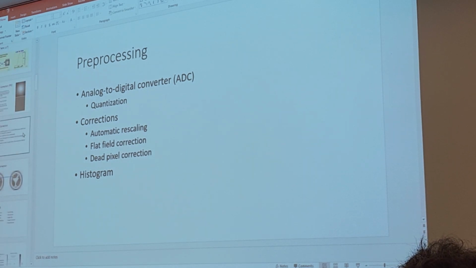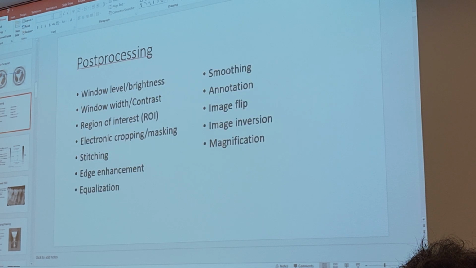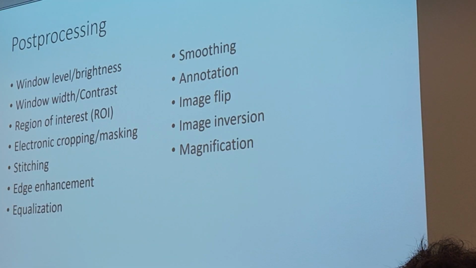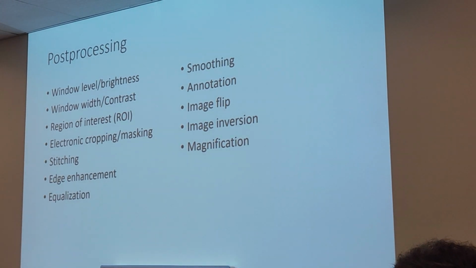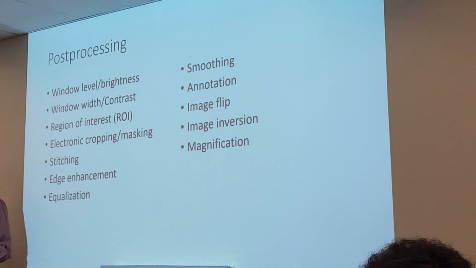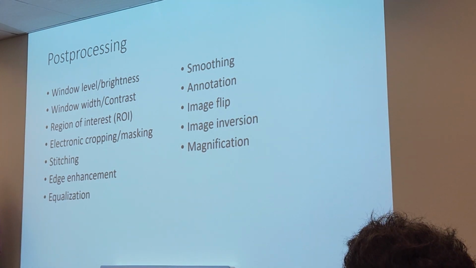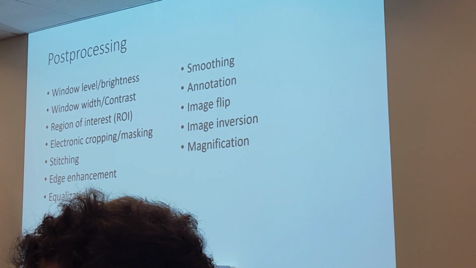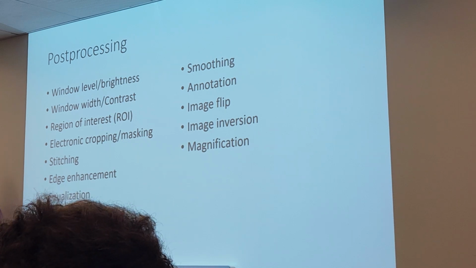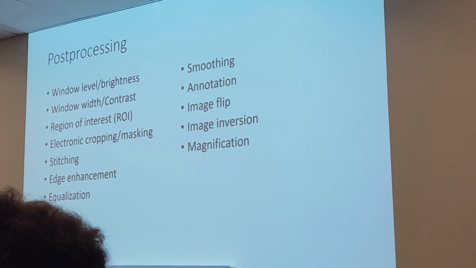Right. And then we have post-processing. So, Cody, when we are doing leveling or windowing, what is going on? Changes in contrast or brightness. Changes contrast or brightness, and which one goes to which one? Leveling is brightness, and then windowing is contrast. Good. Leveling is brightness and windowing is contrast.